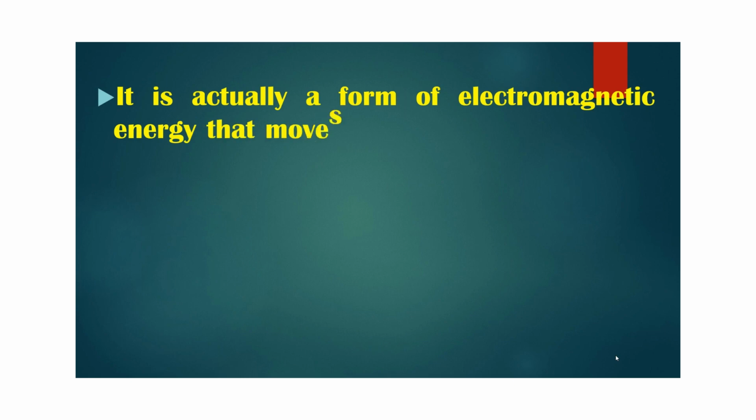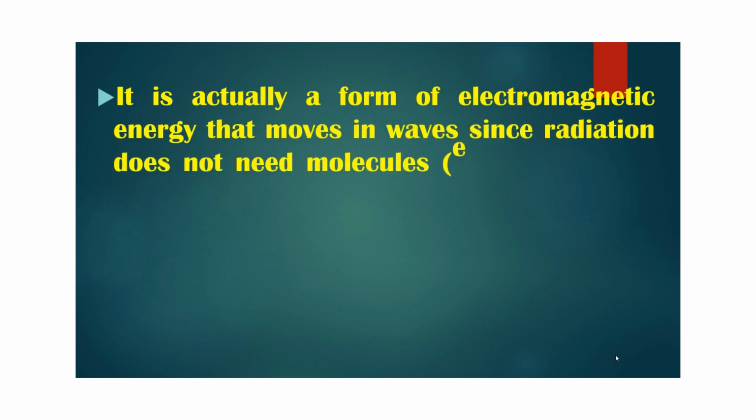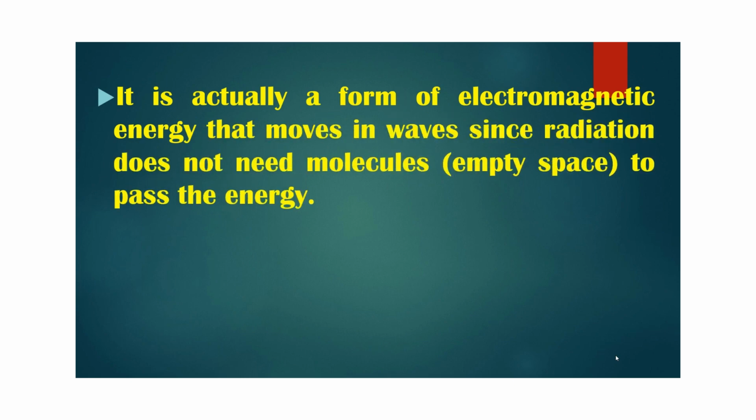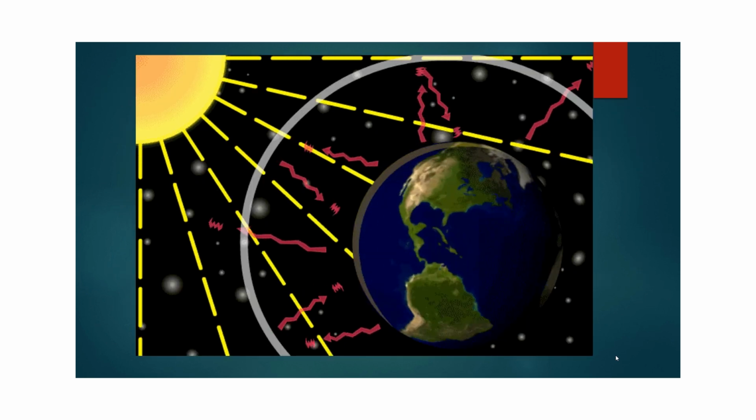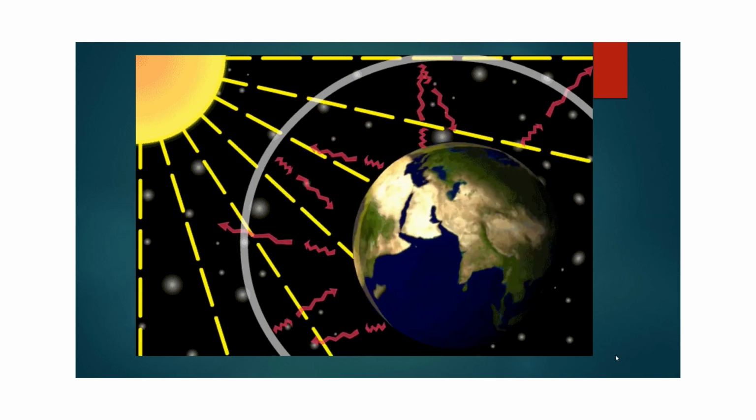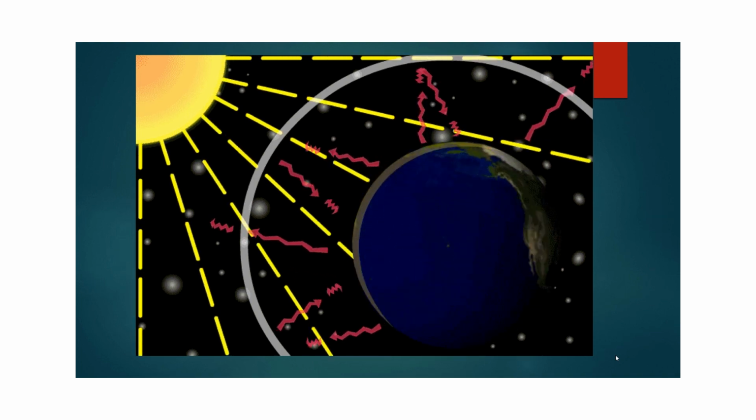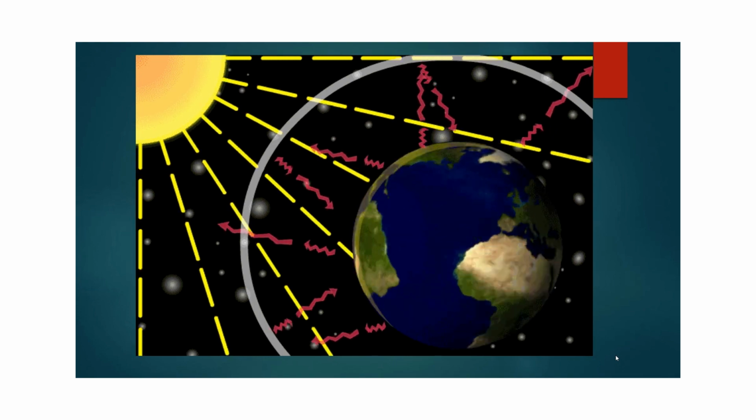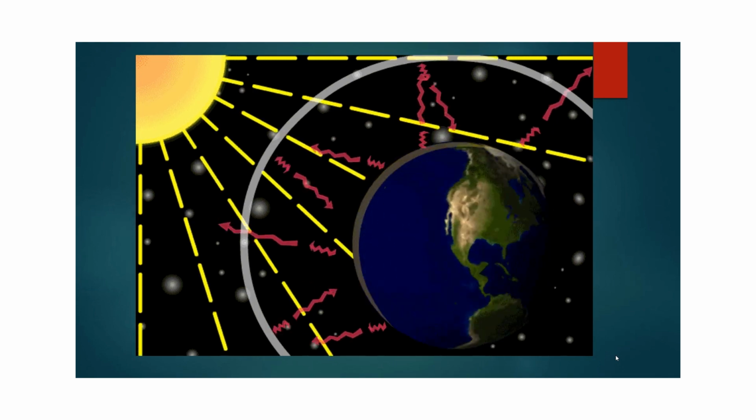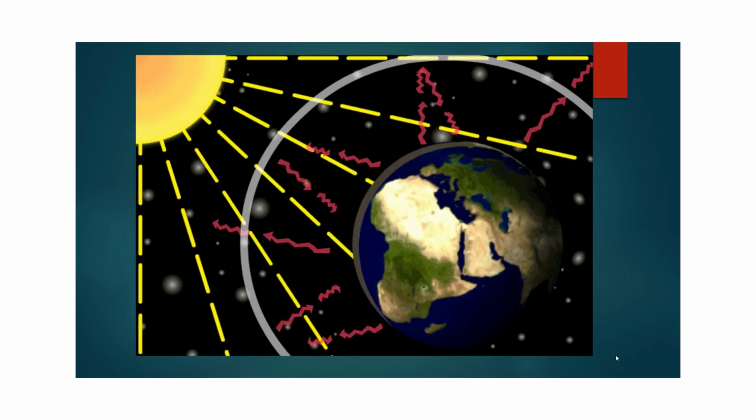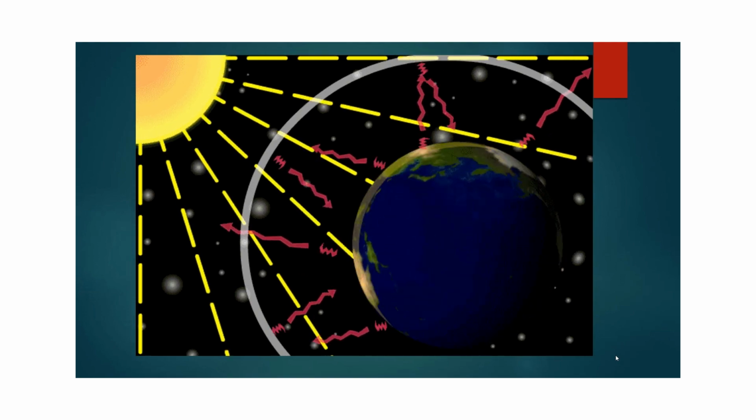It is actually a form of electromagnetic energy that moves in waves, since radiation does not need molecules or empty space to pass the energy. Therefore, radiation is heat moving in waves. The sun is the main source of radiation. It sends a massive amount of heat to the earth through electromagnetic waves. This is also why you get sunburn when you go to the beach under the blazing heat of the sun.